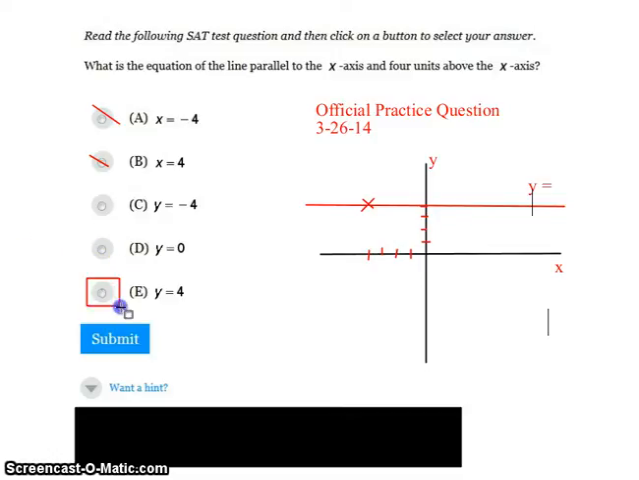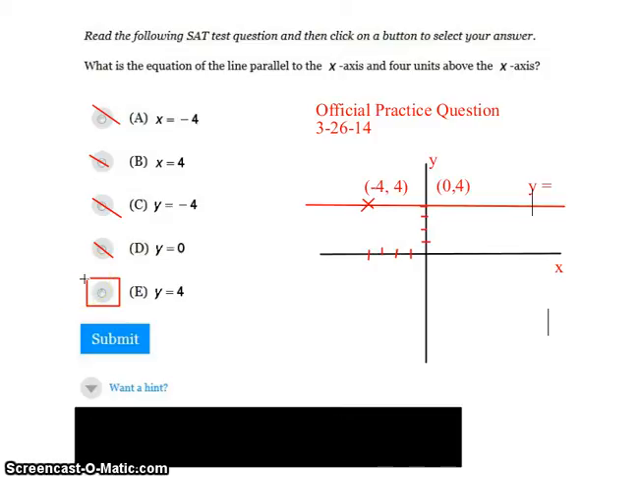If we wanted to be rock solid, we could plug in a point, right? So this is 0, 4. Back here we had -4, 4. In both of those cases, y equaled 4. Y did not equal -4, so C is out. Y did not equal 0, so D is out.